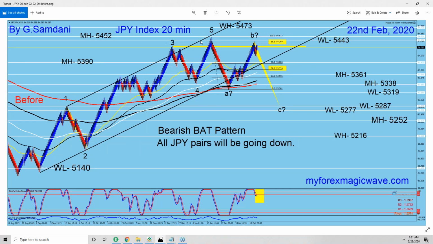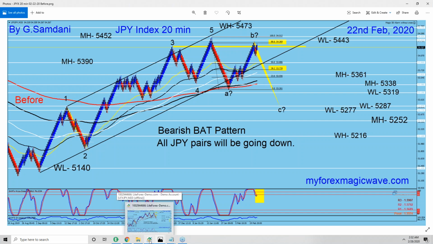A, B is a head and shoulder pattern, left shoulder, head, right shoulder, and then we have a bat pattern here, right? I was expecting that we would make a gartley pattern, but it made the bat pattern. It's okay, they're just brother and sister, no big difference, very slight difference. So once this was finished, I said we're going to be coming down here, and all yen pairs will be diving.